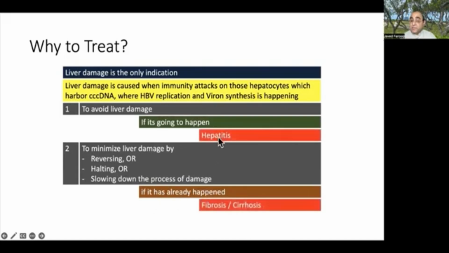conditions? In hepatitis, you treat these patients to avoid the liver damage. And when a patient has got fibrosis or cirrhosis, then of course it has already been done and you treat this patient. This is a case of HBe antigen positive hepatitis phase, and this is the HBe antigen negative hepatitis phase. These are the two scenarios, and depending upon the stage of the patients, your aim and your targets are changed.